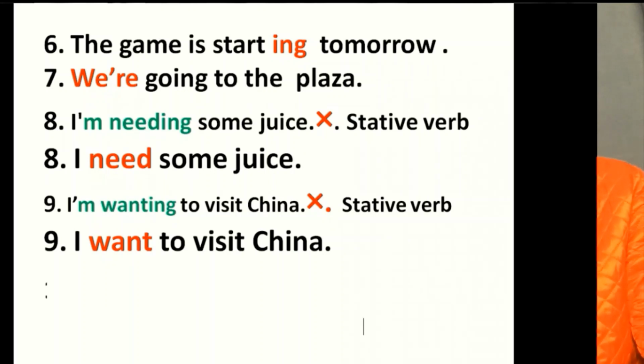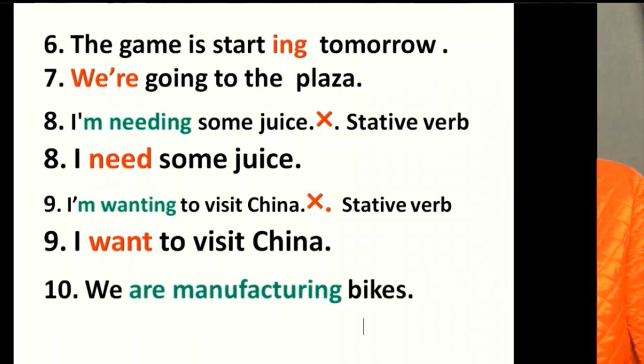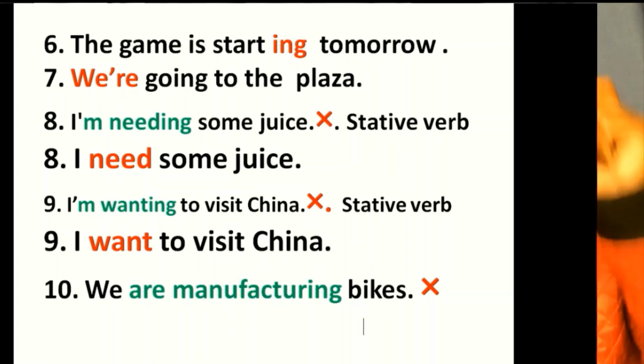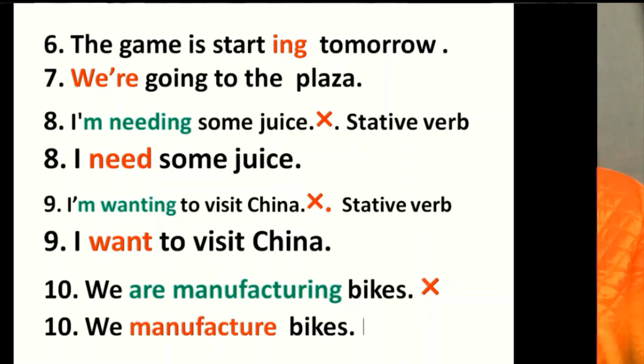We are manufacturing bikes. This sentence is wrong because manufacture here describes a permanent situation. It's not a temporary situation. There is a job you're doing. So you cannot say we are manufacturing bikes when this is a permanent job. So we have to use the present simple. We use the present simple in a permanent situation. So the correct one is: we manufacture bikes.